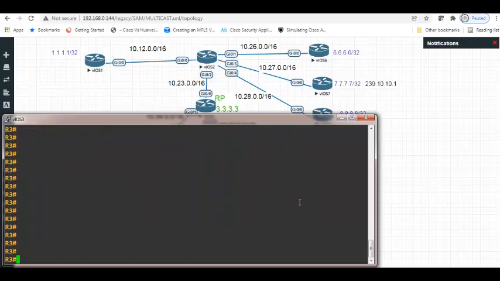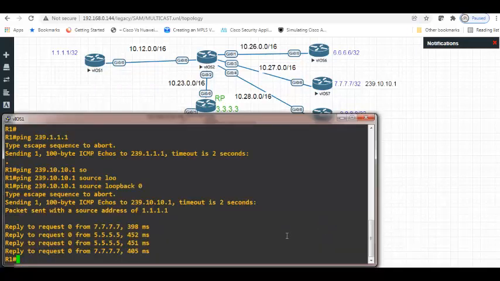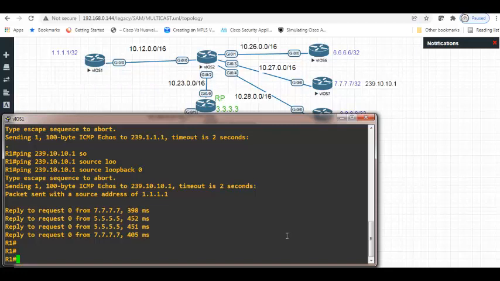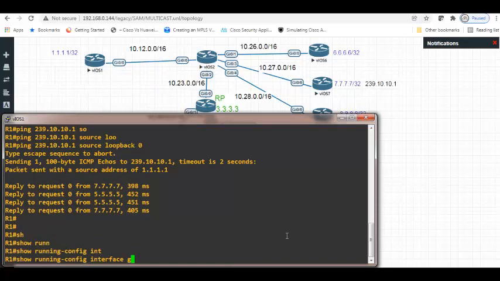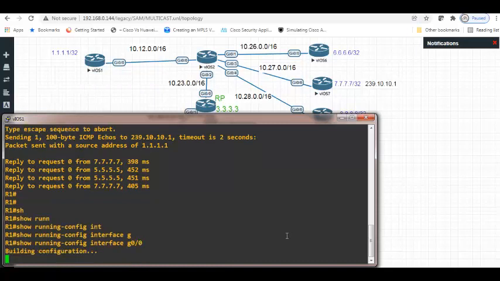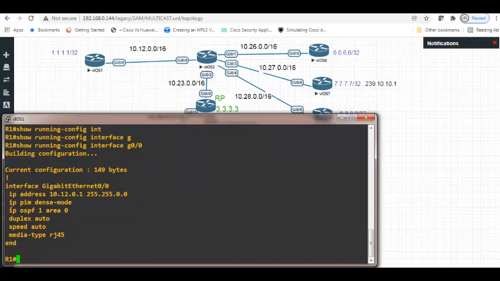So before I do anything, I want to first of all remove the dense mode which we configured earlier. The command that I used to configure dense mode is ip pim dense-mode. You see, show run interface G0/0. This is the command I was using, ip pim dense-mode. I need to remove this first on all the routers and replace it with sparse mode.